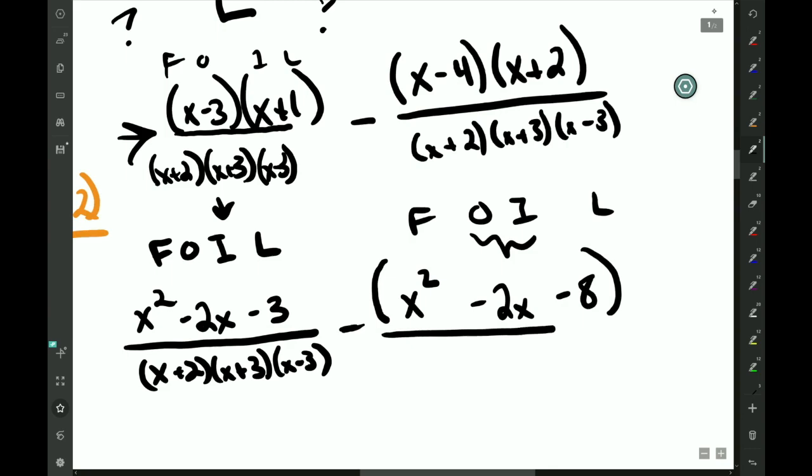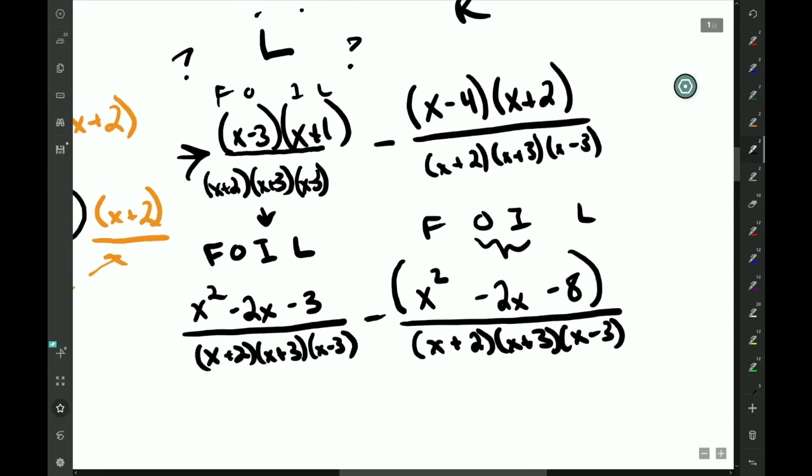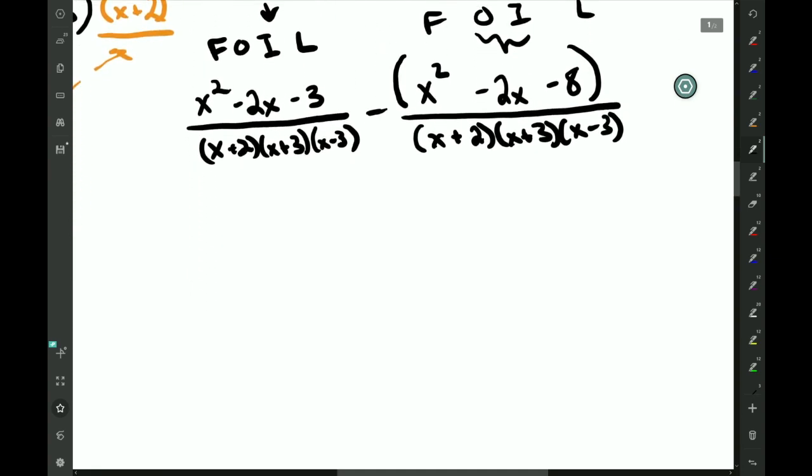All over x plus 2, x plus 3, and x minus 3. Almost there. You're like, oh my gosh, this is a Monday, and we're already doing this stuff, but it's going to be okay, all right? You did really all the hard work. Now we just got to clean it up.